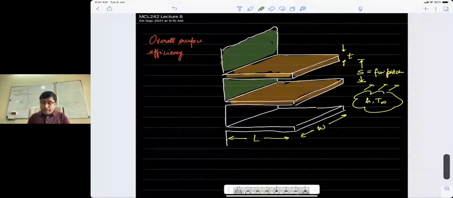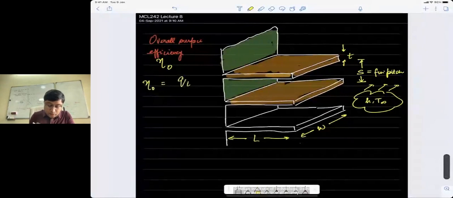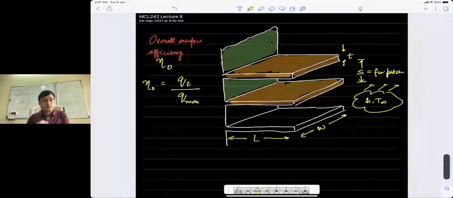So to quantify the total heat transfer from a fin array, we define a number that I'm calling the overall surface efficiency, which I'm going to denote by eta naught. The way we are going to define it is, we need to look at the actual heat transfer versus the maximum heat transfer that can take place ideally. So eta naught is the actual total heat transfer from the entire fin array versus the maximum heat transfer that can be taken out.